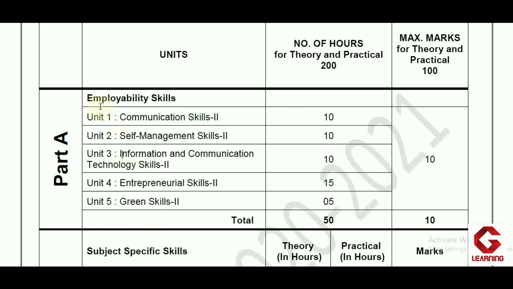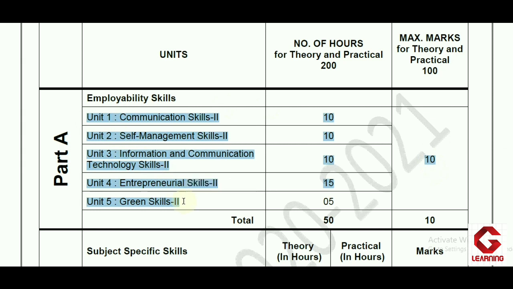Now the next thing is that the total weightage of the employability skills part is 10 marks. It means the individual weightage of each unit is not given. In case of employability skills, the overall weightage is given as 10 marks. So it means these 5 units are of total 10 marks.